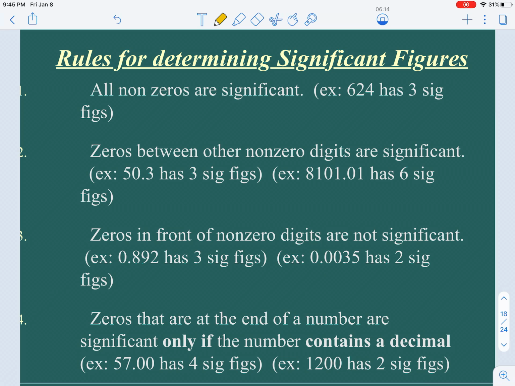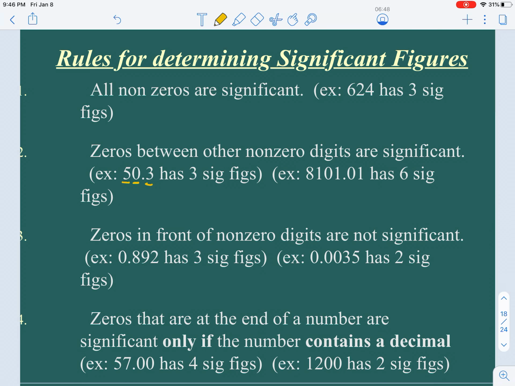So we can see from the examples here, 50.3 has 3 sig figs. The 5 is a non-zero, numbers 1 through 9, and so is my 3. So if the 5 is significant and the 3 is significant, since this 0 is sandwiched in the middle of those two, that also has to be considered significant. In the next example, 810101, these zeros are in between significant figures, so both of them are going to be counted as significant.